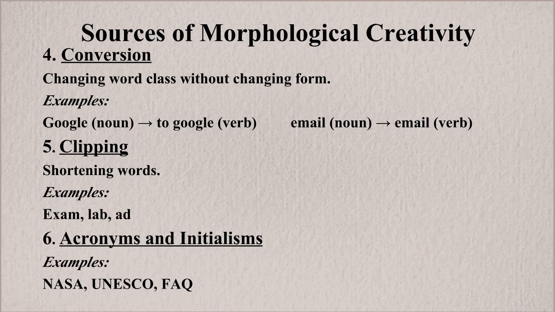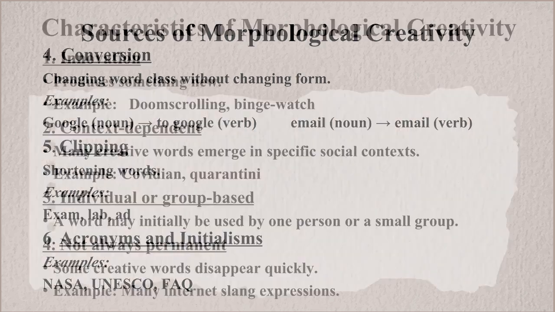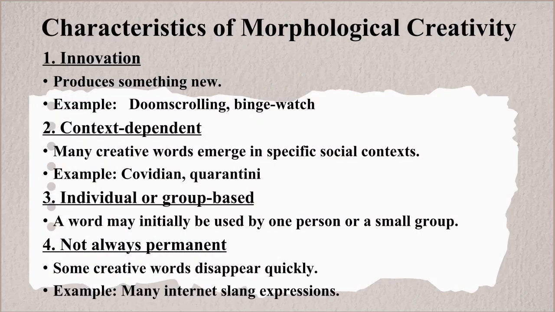And lastly, acronyms and initialisms. For example, NASA, UNESCO, FAQ. Morphological creativity has its own characteristics. Its first characteristic is innovation, meaning it produces something new. For example, words like doom scrolling, binge watch.